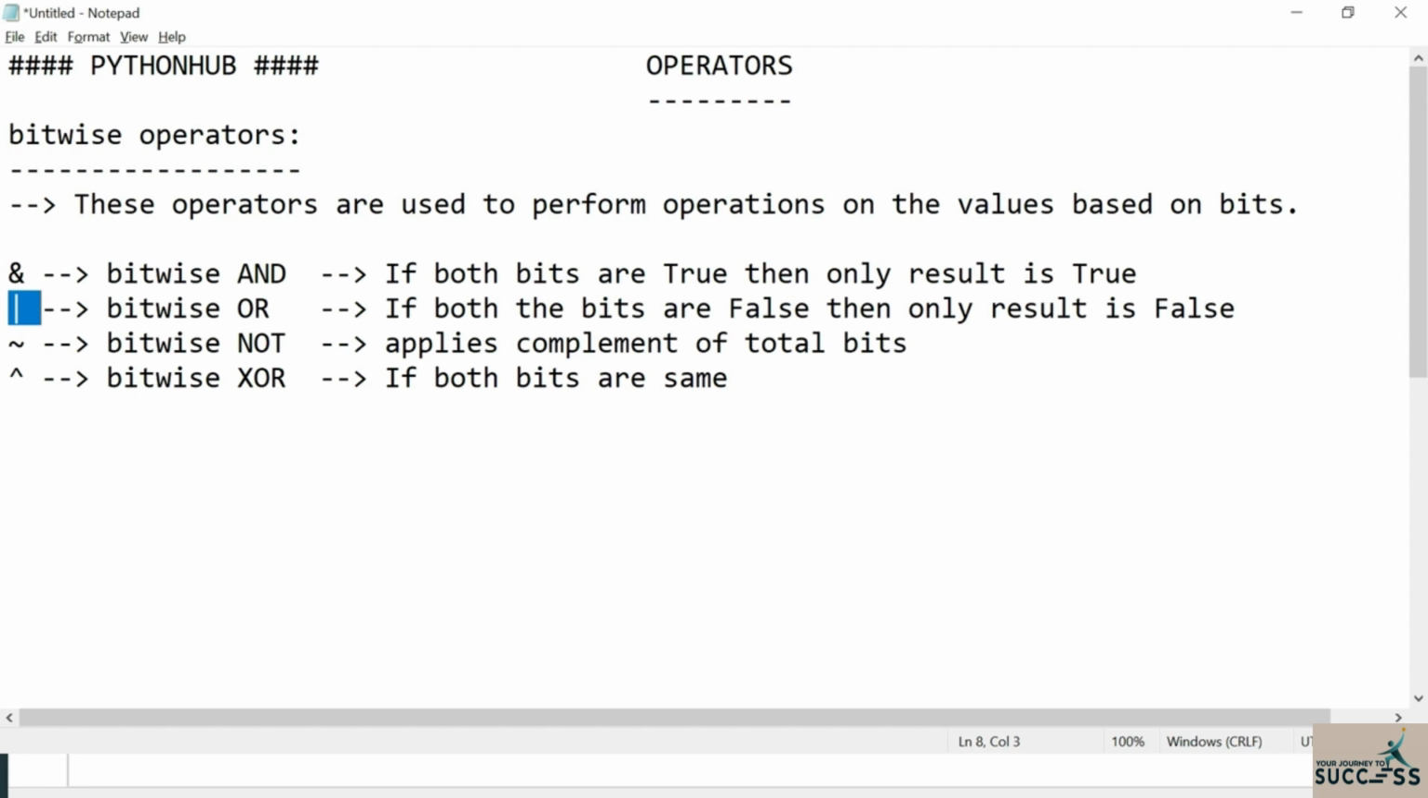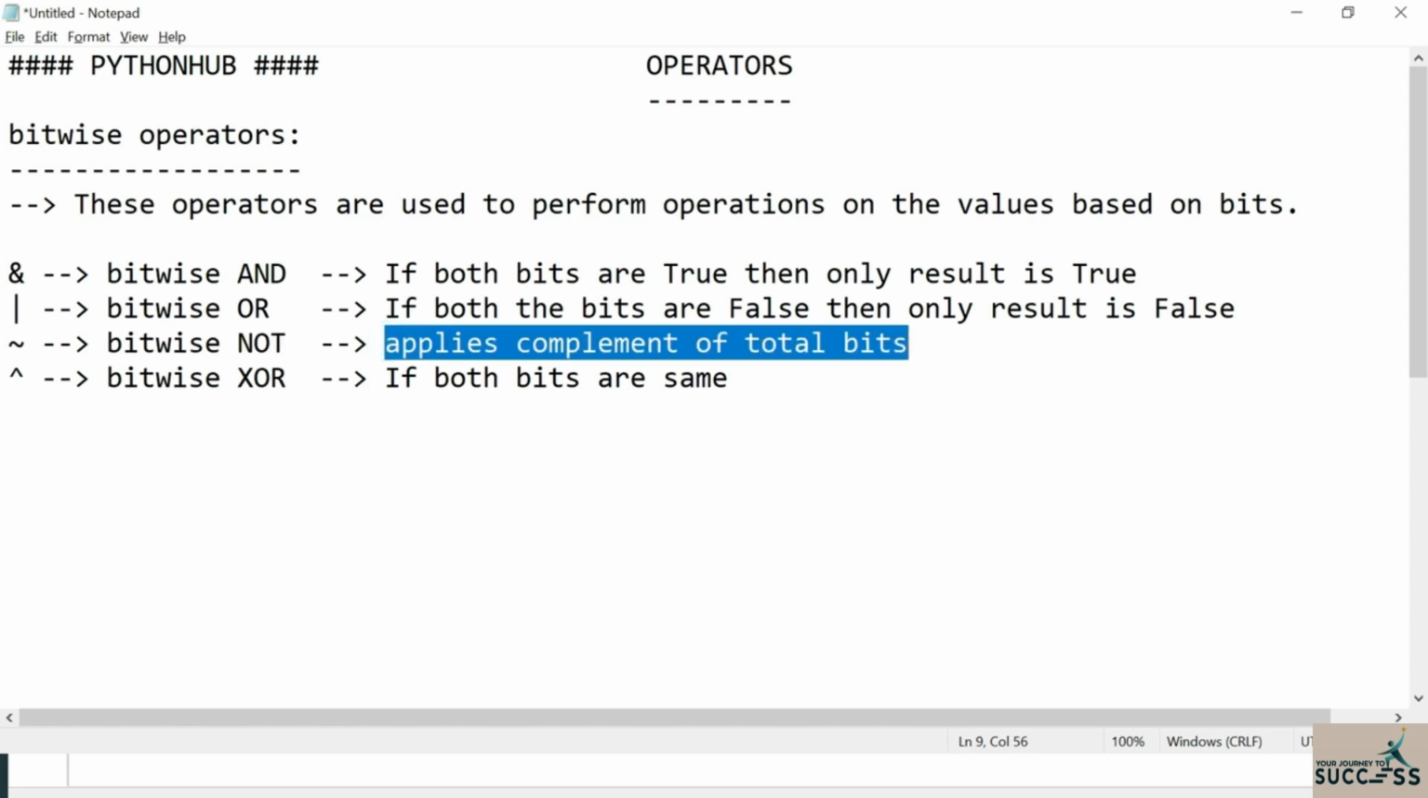Now coming to the complement, bitwise NOT, which is also called the tilde operator. In this tilde operator, we are applying the complement of the total bits present in that number.